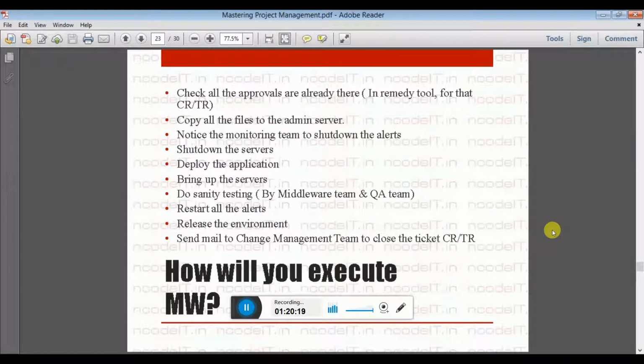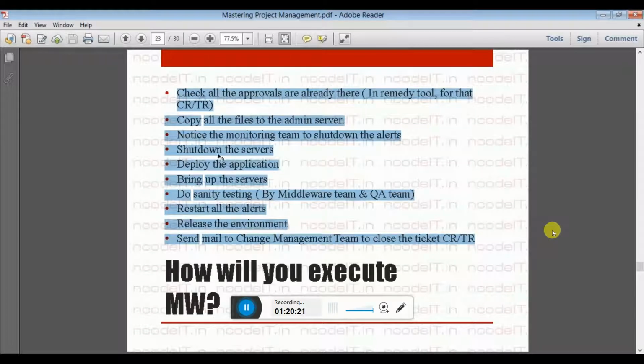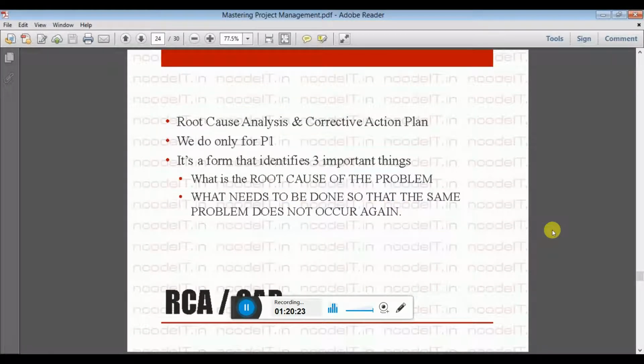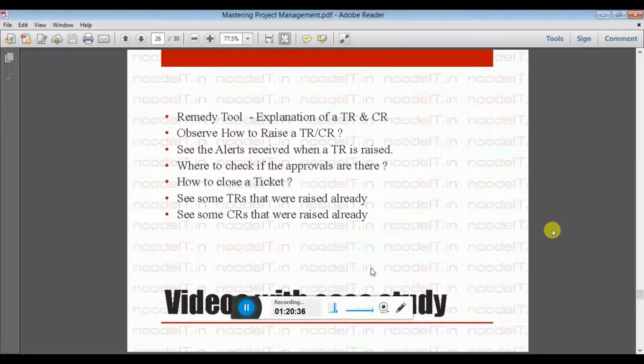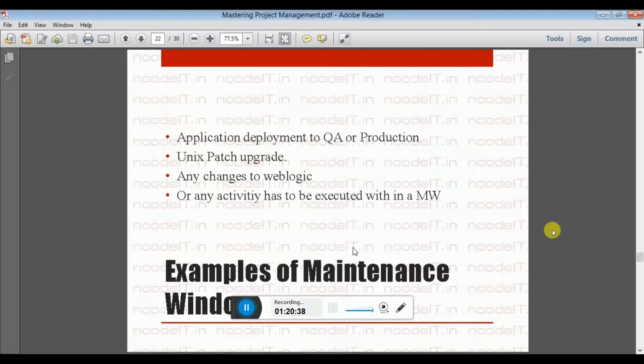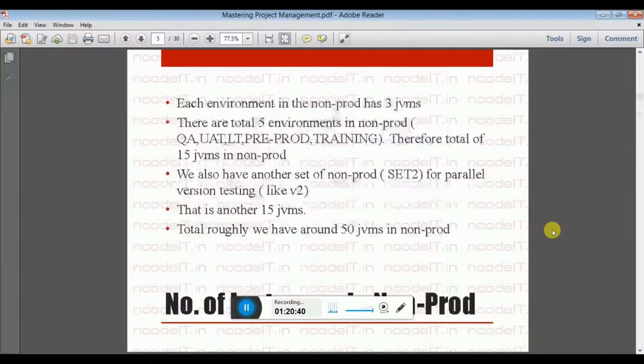Then this is how you perform a maintenance window. Then RCA, this is usually done after a priority 1 ticket. Hence you have to understand why it occurred, then you have to tell how you can prevent it from happening again. Then these are the different types of supports. Alright. So that's your project management.